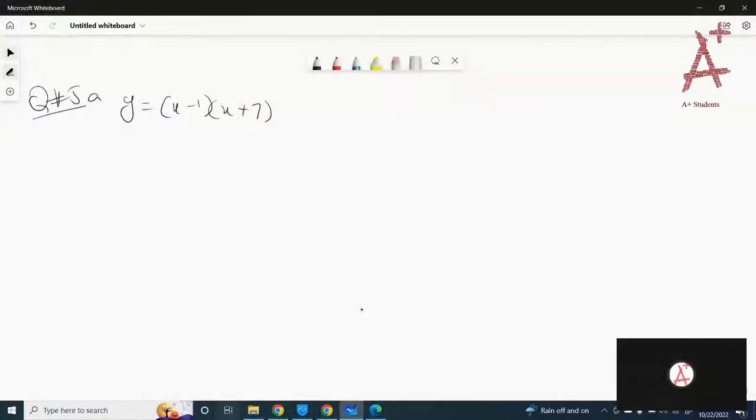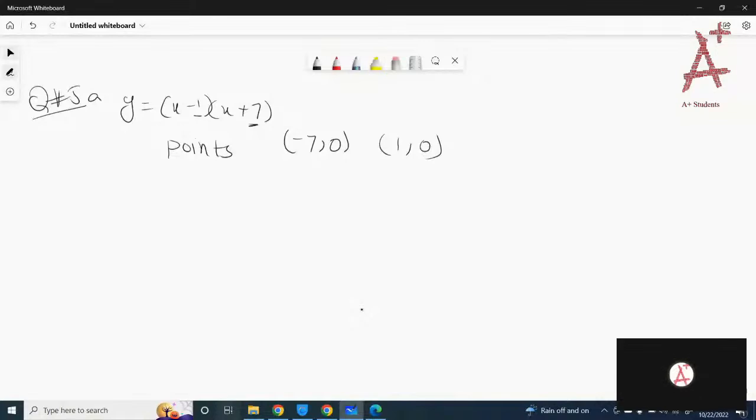So you can use the points where y is 0. Here you have 7, here you have negative 1. So the points are (-7, 0) and (1, 0). These are the 2 points that are equidistant from the axis of symmetry.